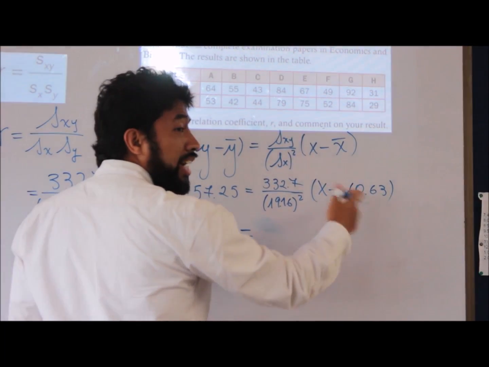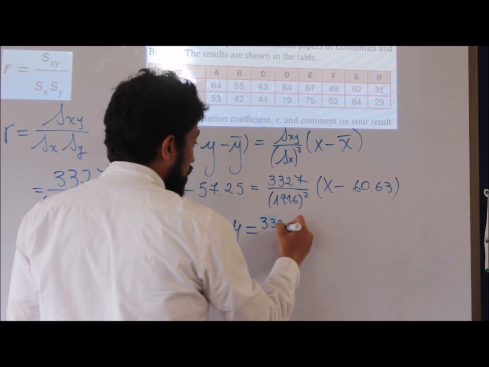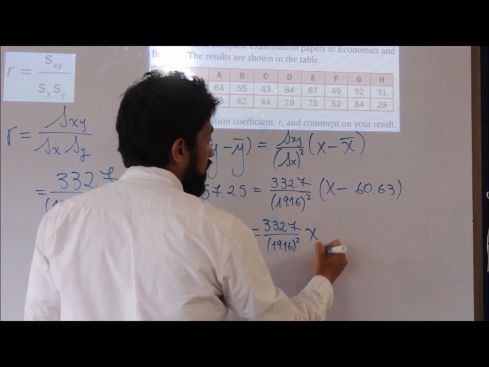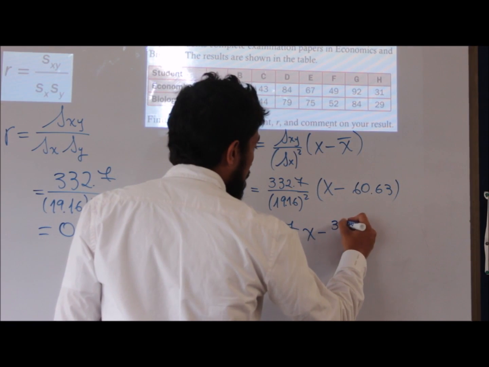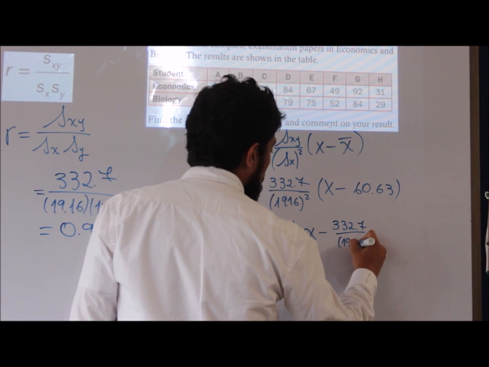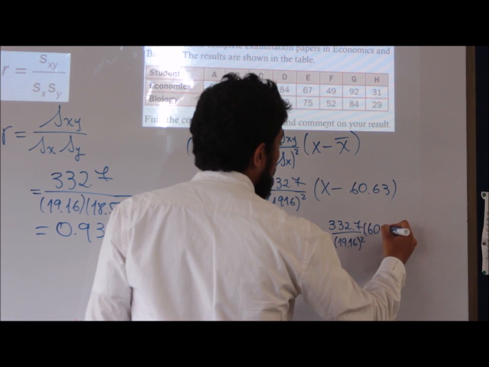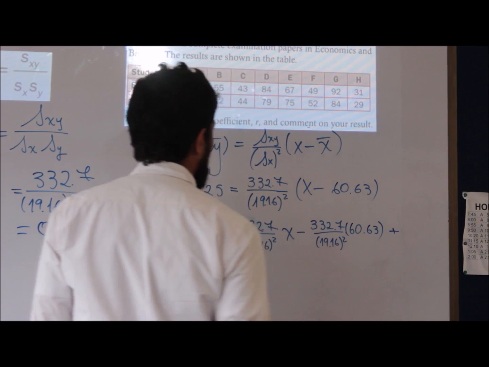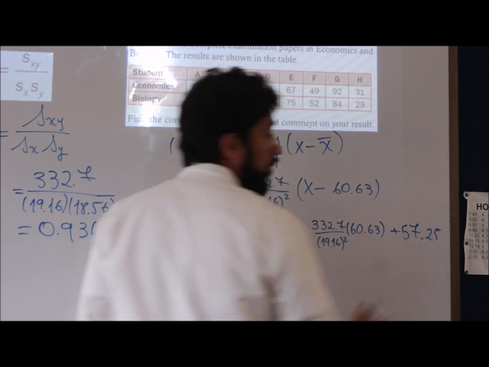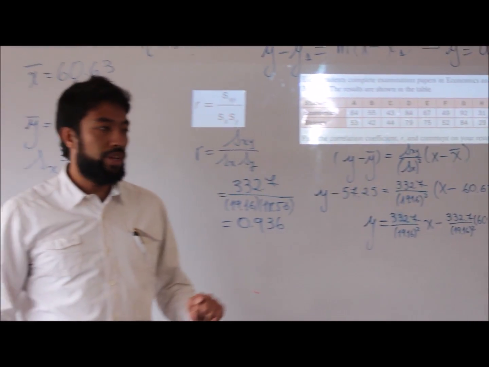And here I can apply distributive property. So 332.7 divided by 19.16 x minus 332.7 over 1916 squared multiplied by 60.63 plus 57.25. So please, we're going to read it in this way.